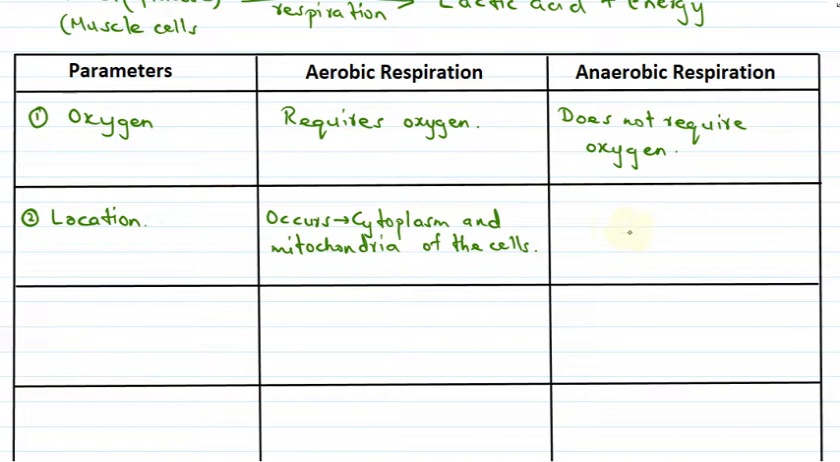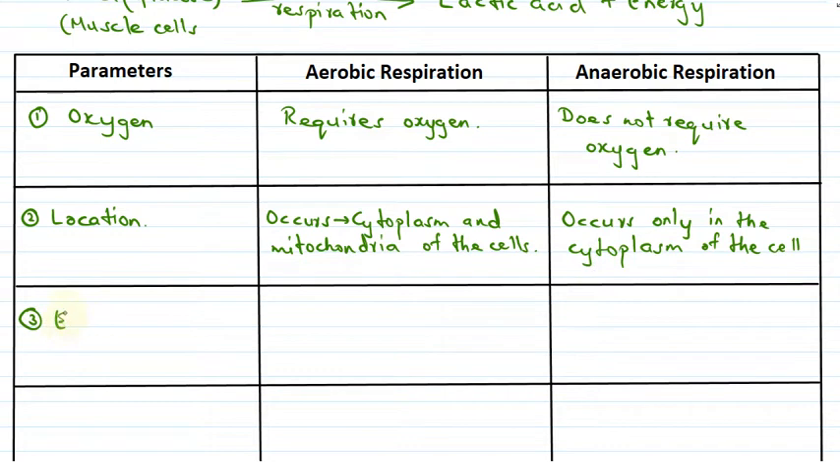Then anaerobic respiration, this occurs only in the cytoplasm. It occurs only in the cytoplasm of the cell. Okay, and in case of animals like human beings, it occurs in muscle cells as well, and in muscle cells, the cytoplasm of the muscle cells is the place where anaerobic respiration takes place.